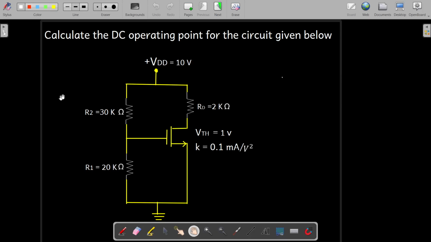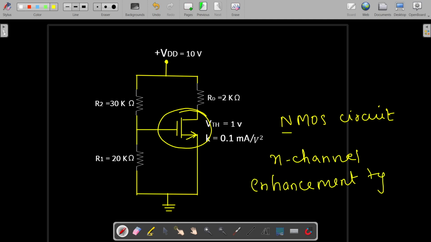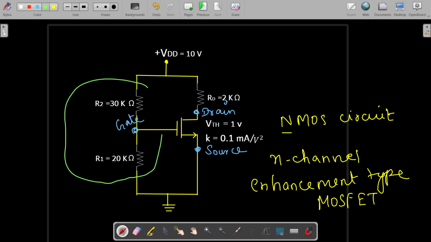In this problem we are asked to calculate the DC operating point. So this is your NMOS circuit. By looking at this arrowhead, it represents that it is an N channel enhancement type MOSFET. Here this is your drain, this is your source, and this represents your gate. This represents voltage divider biasing.